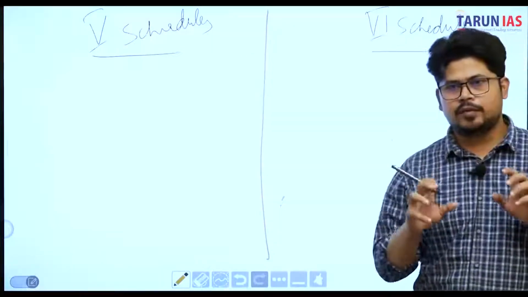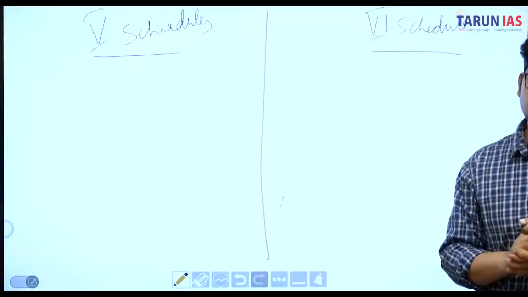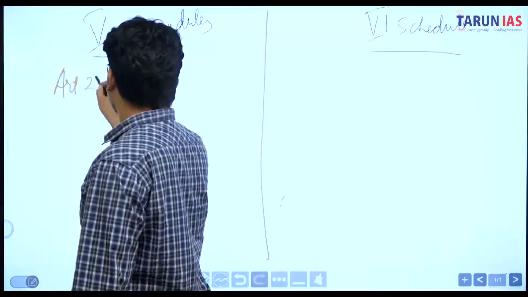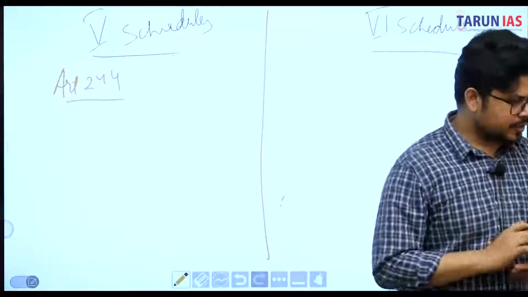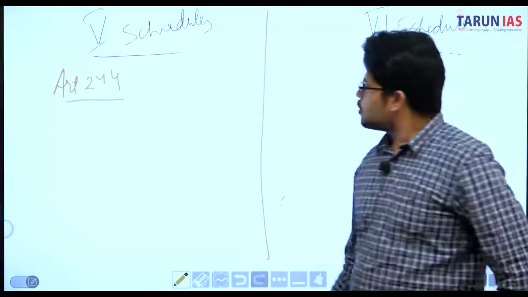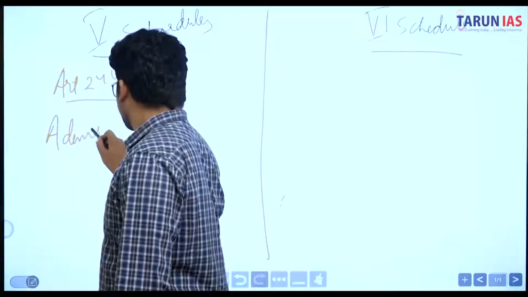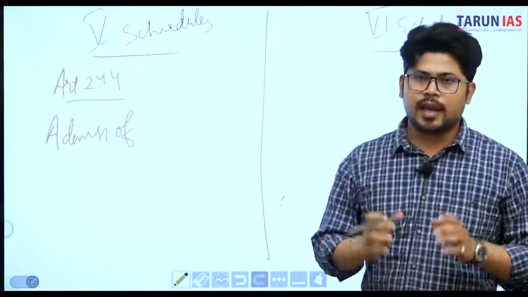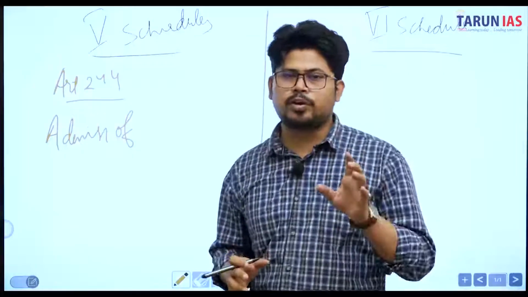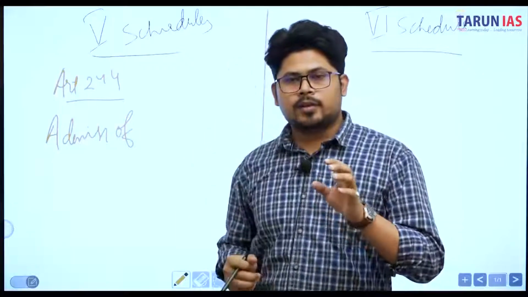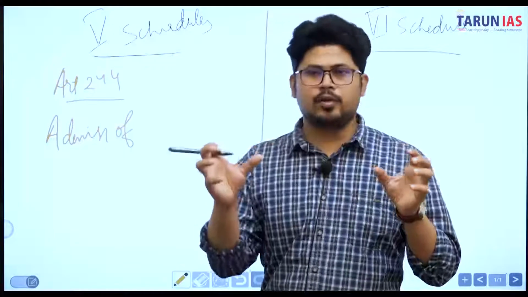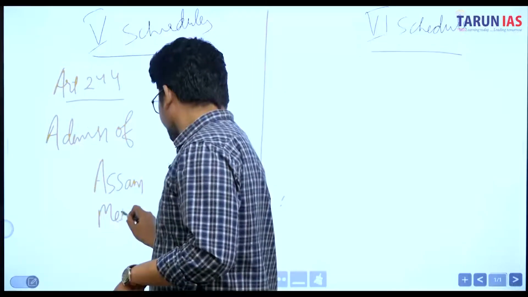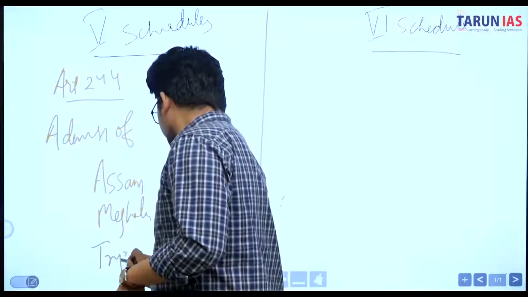We'll try to get an eagle's eye view of both these schedules and what they mean. The fifth schedule is under Article 244. Article 244, very important to remember. The fifth schedule is under Article 244, and it talks about the administration of scheduled areas and scheduled tribes both. It's very important to remember from the prelims point of view what it talks about. It talks about the administration of scheduled tribes and scheduled areas in the states other than Assam, Meghalaya, Tripura and Mizoram.